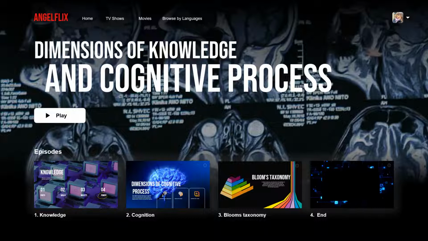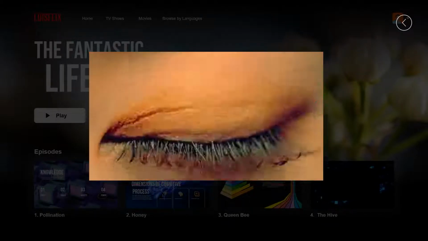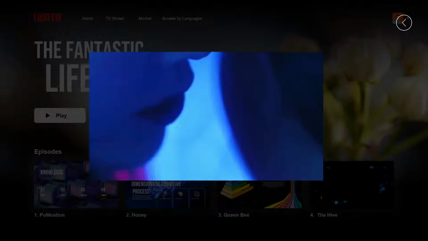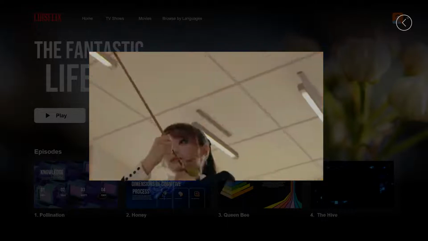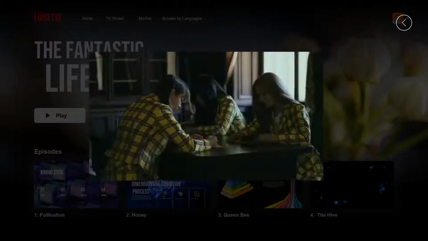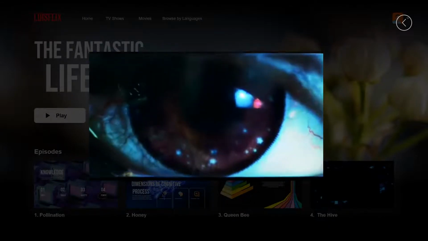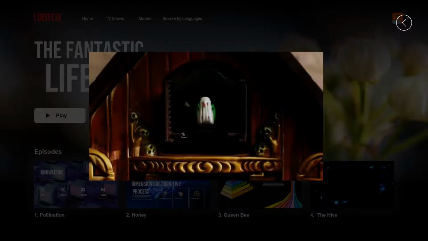Today we're gonna see the dimensions of knowledge and cognitive process. Today's lesson is gonna be really interesting. Why? As future teachers, we know that these dimensions are gonna be really helpful for us. We're gonna see these dimensions, what knowledge is, cognition, and also we're gonna be watching Bloom's taxonomy. As I mentioned, it's gonna be really helpful for us.